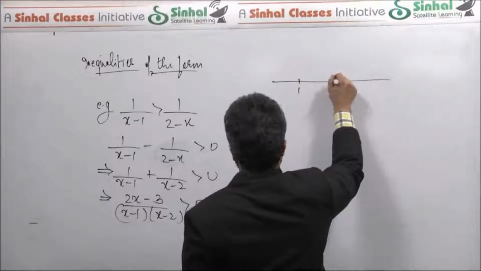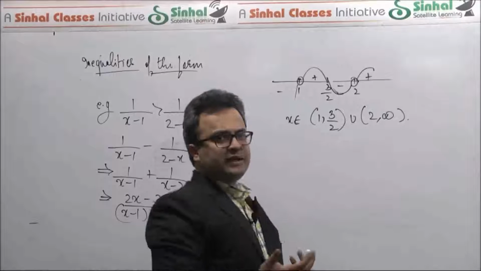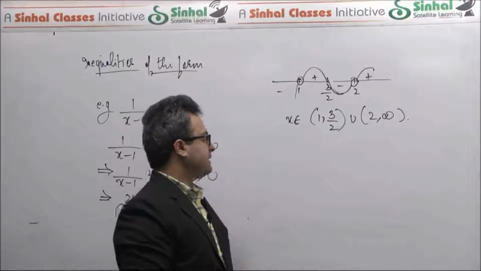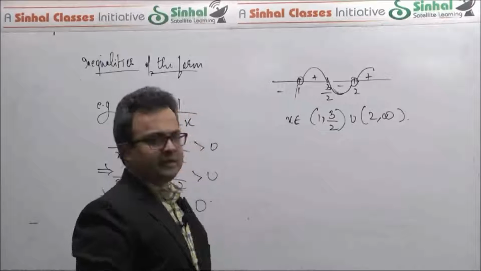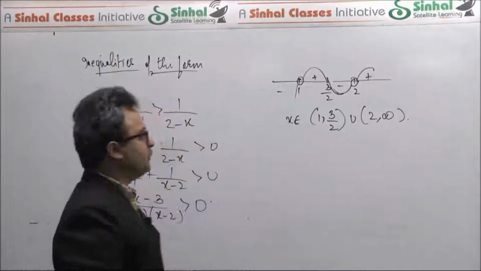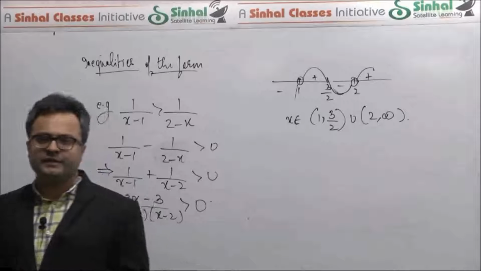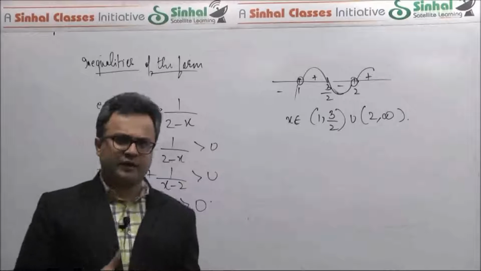1. Right, so our final answer will be of this particular form. This should be our final answer. X can either lie between 1 and 3 by 2, or it will have to take a value which is greater than 2.